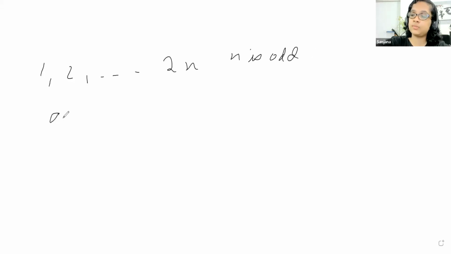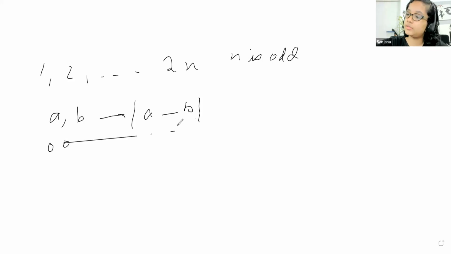In each step you take two numbers a and b and replace them with the modulus of a minus b, so the positive value of the difference. Then you ask what's the parity of the final number. Right here, if you're replacing two odd numbers with their difference, the difference is even. You're taking away something that's even, because odd plus odd is even, and putting back something that's even.